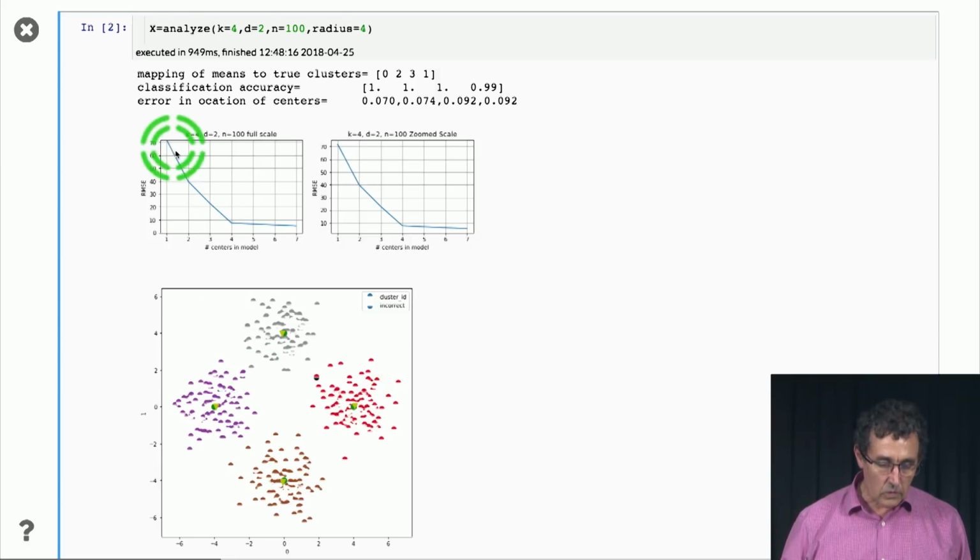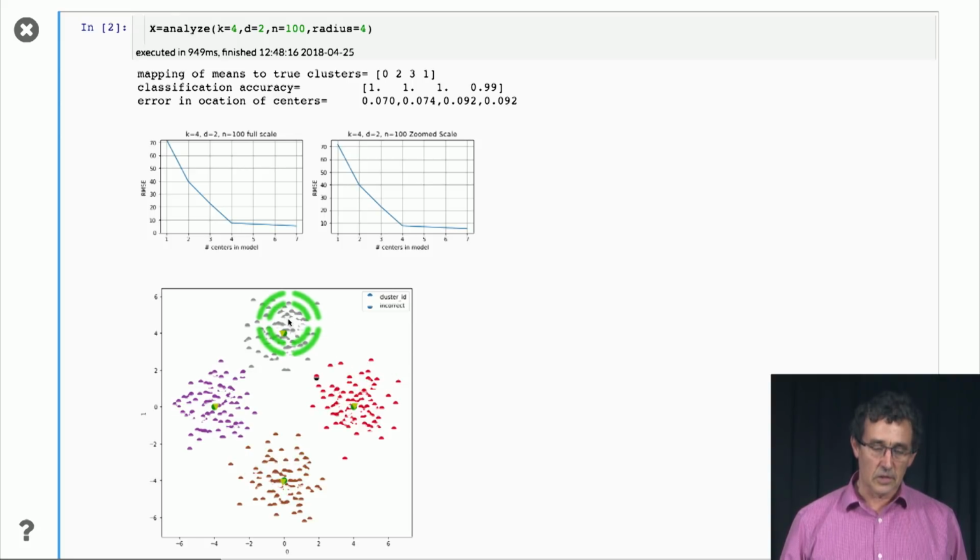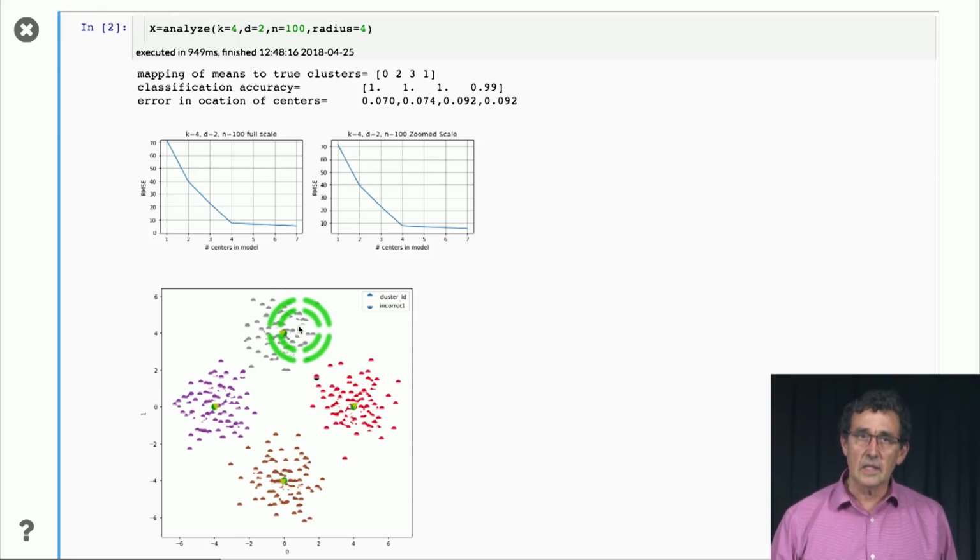If we look at the graphs, we see that there is a very clear elbow at 4, which indeed identifies that we have 4 centers. So there are many easy cases like that. You can easily generate them yourself, but we're going to start to look at what makes this problem harder.